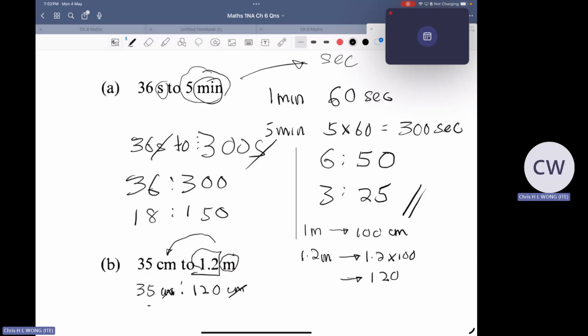7 times 5, 35. And then 24 times 5, 120. Can I divide by 7? Yes, you can divide 35 by 7, but 120 cannot be divided by 7. You must make sure both are divisible by the same number. So 7 to 24. That's the answer.